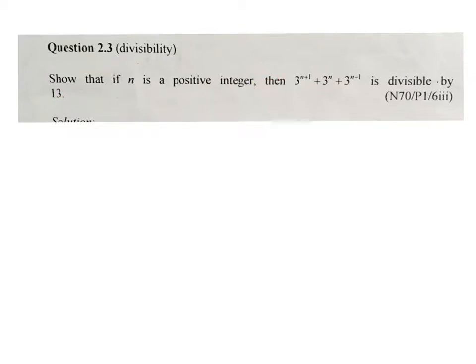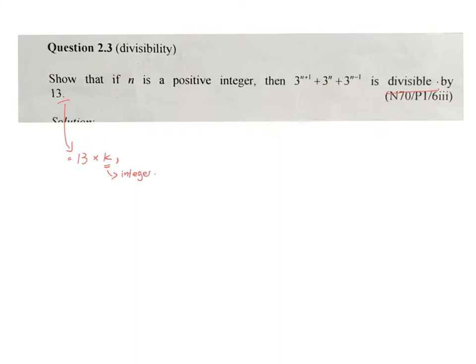Remember what I told you in class: to be divisible by 13 means that your expression must have 13 as a factor. It must be a multiple of 13. So this number must equal 13 times k, where k has to be an integer, of course. So how do we go about doing that?